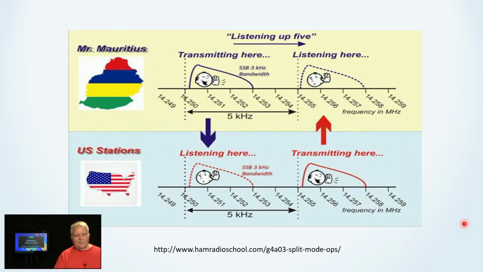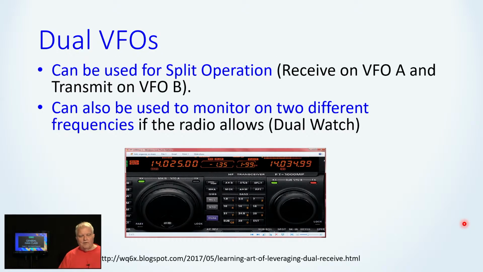Here's another pictorial example of split operation. And as I mentioned, radios with dual VFOs can be used for split operation. You put the receiver on one and transmit on the other. Dual VFOs are also nice because they can be used to monitor two different frequencies. Some radios will allow that.